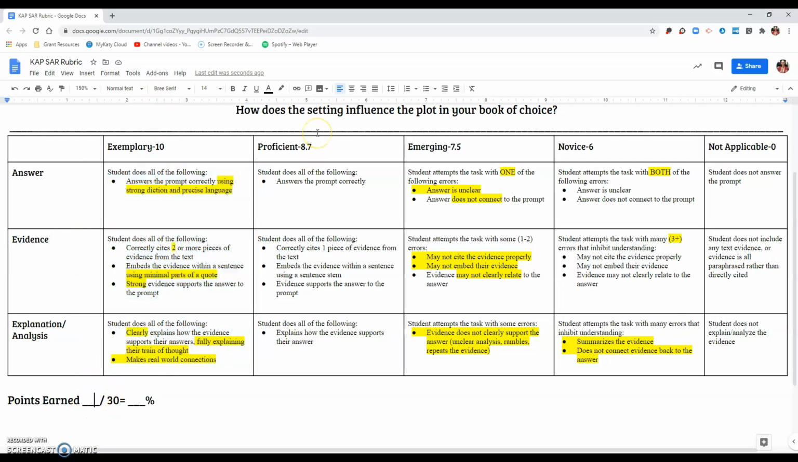But let's say you gave an exemplary answer, but your text evidence was over here at proficient. However, when you explained it, you had a stellar explanation and you get exemplary for that. That gives you a 28.7 and you still get an A for the assignment. So that's how we determine your grade in a piece of writing. We will use the rubric to explain your grade, and it helps us look for the things that we've asked you to write about.